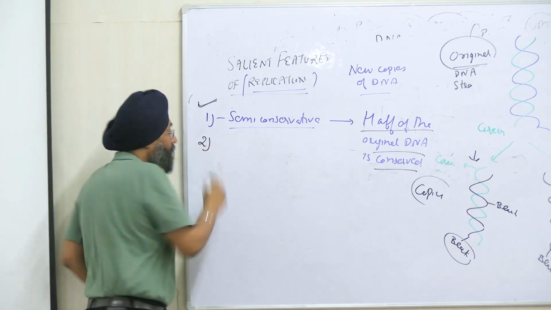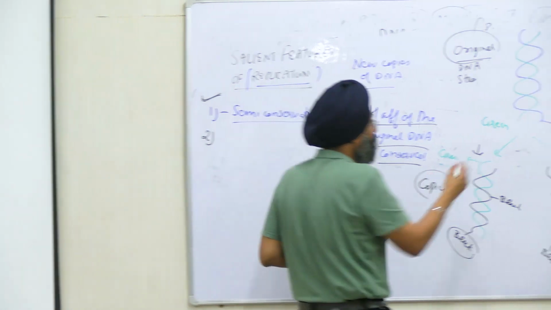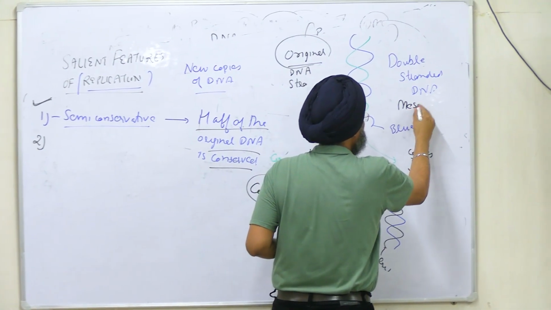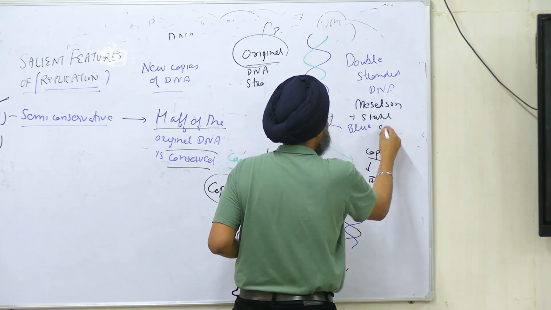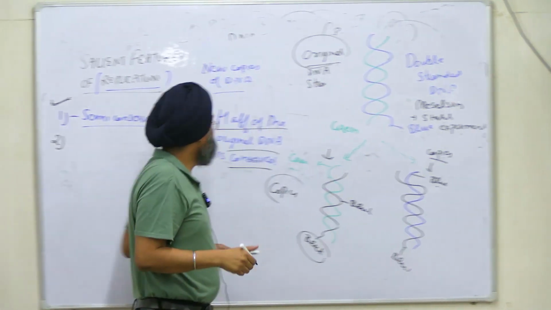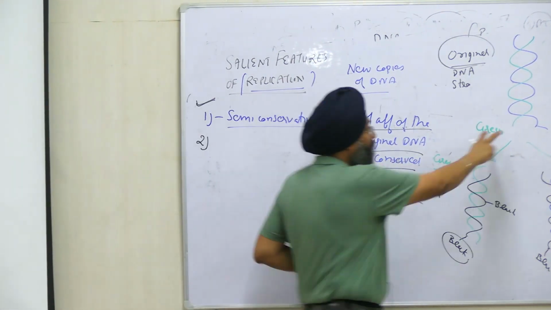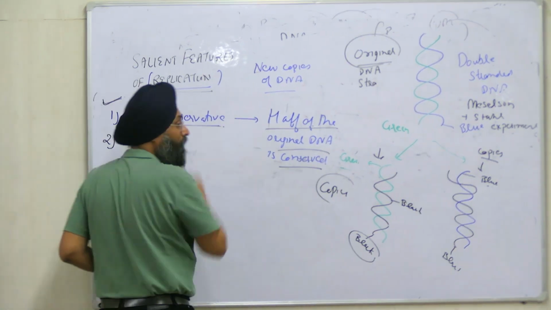Now coming on to our second rule. And one more thing, this was proved by Meselson and Stahl's experiment. Right, the first rule was proved by the scientists Meselson and Stahl, that one half of the original DNA is conserved, the semi-conservative rule of DNA replication.